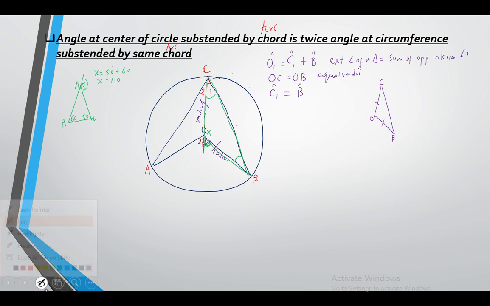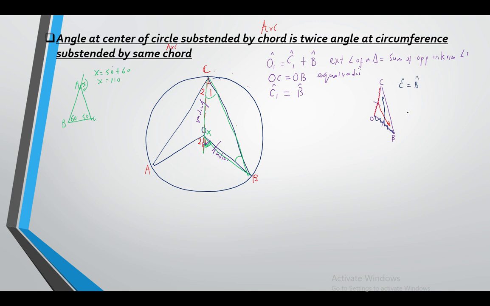So I will ask you a question. Which angle is opposite to the side CO? The angle which is opposite to the side CO is the angle B. Which angle is opposite to the side OB? The angle which is opposite to the side OB is angle C. So in this case, the angle C is equal to the angle B.